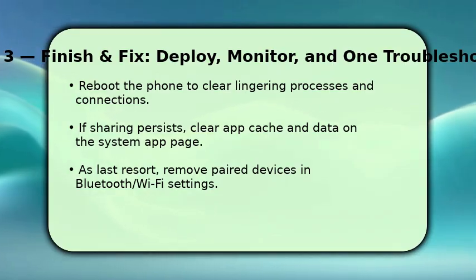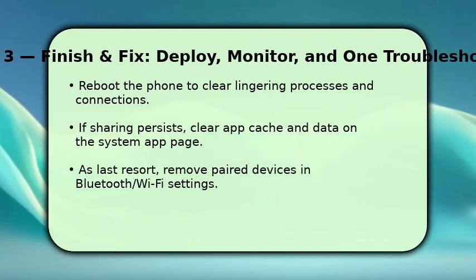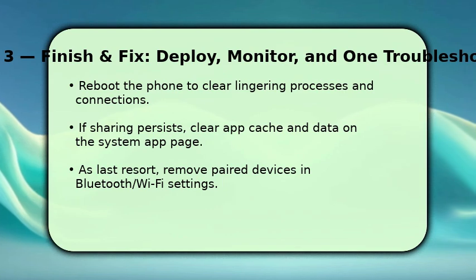If problems continue, remove paired devices from Bluetooth and Wi-Fi settings, since a remembered receiver can trigger reconnects. If nothing works, contact OnePlus support, but these steps fix almost all cases.